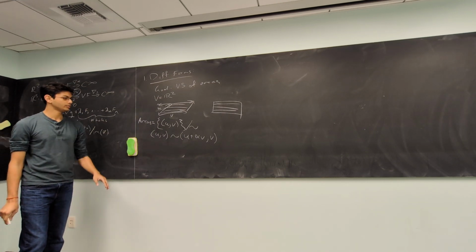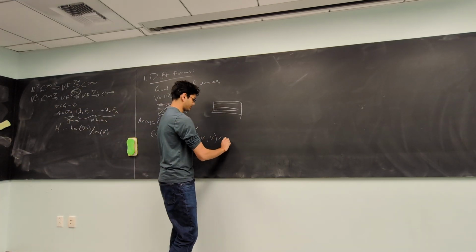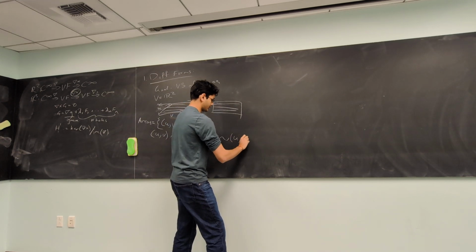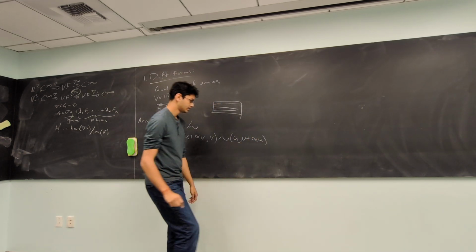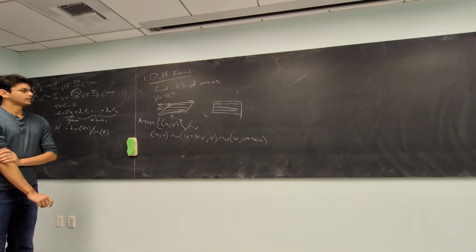And so we want this to be true, and similarly, we want this to be equivalent to (u, v) plus alpha u, for any real number alpha. Okay, so what does this allow us to do?